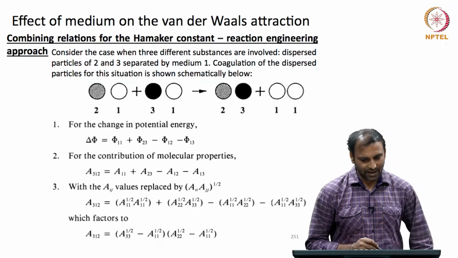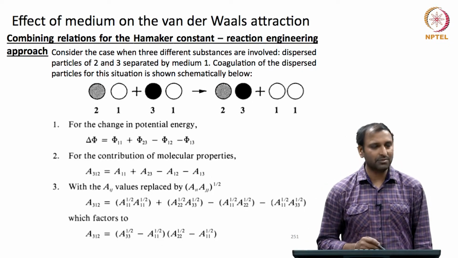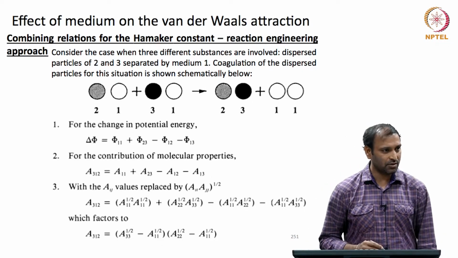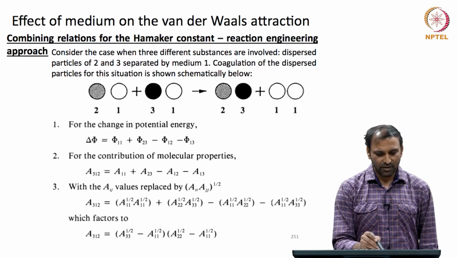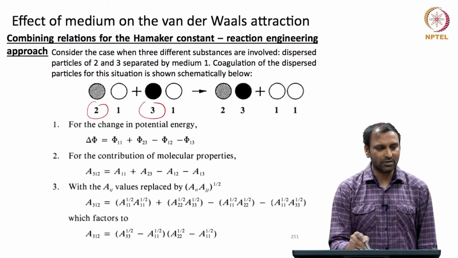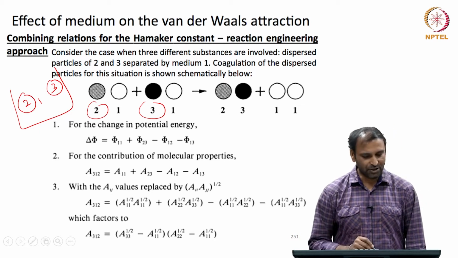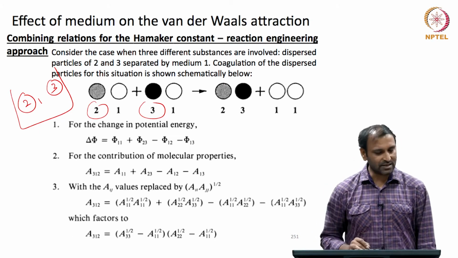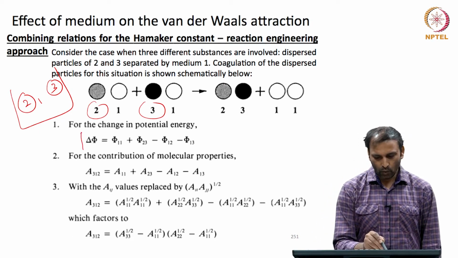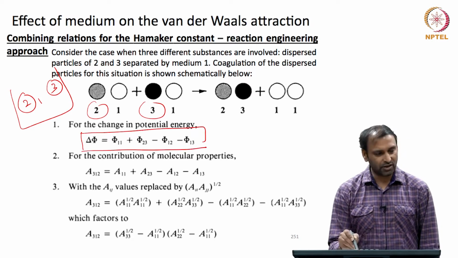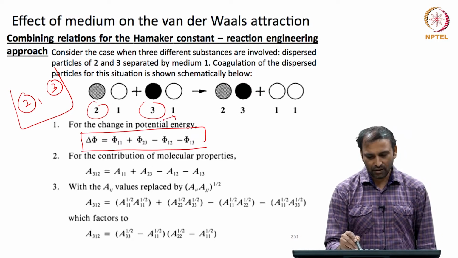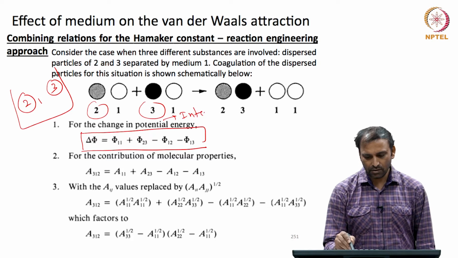Now let us look at a case where I have two dissimilar particles, exactly similar approach. Instead of the similar particles that you had, you have two dissimilar particles. That means I have a container where you have particle 2 and particle 3 which are interacting via a medium 1 in exactly similar fashion. I can write what is the change in the potential energy, or the change in the interaction energy.